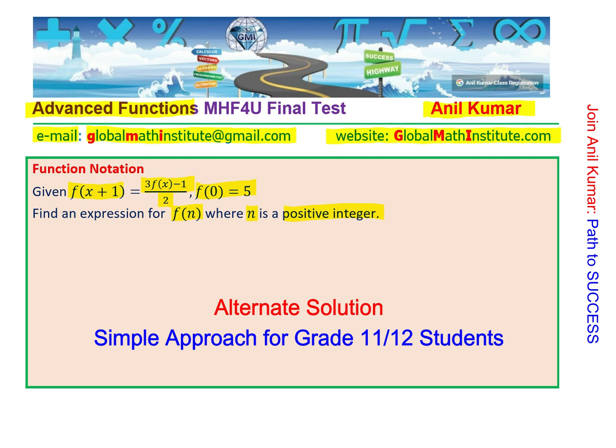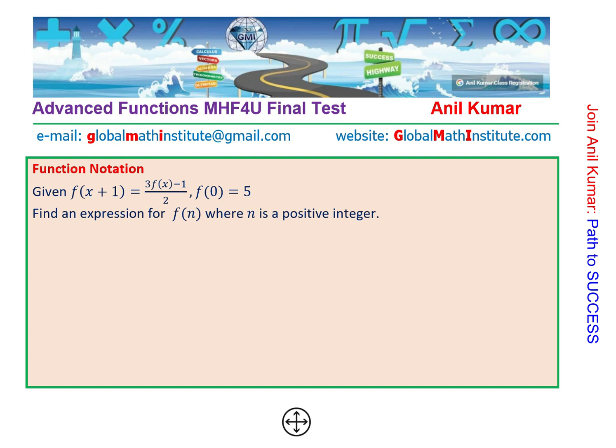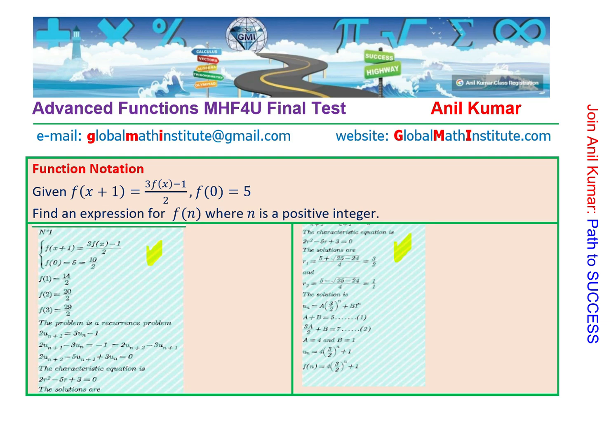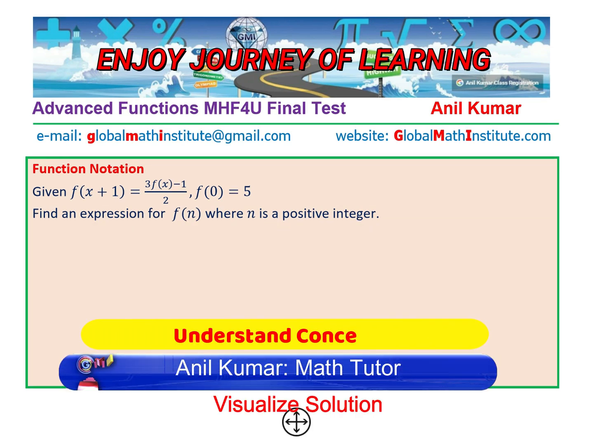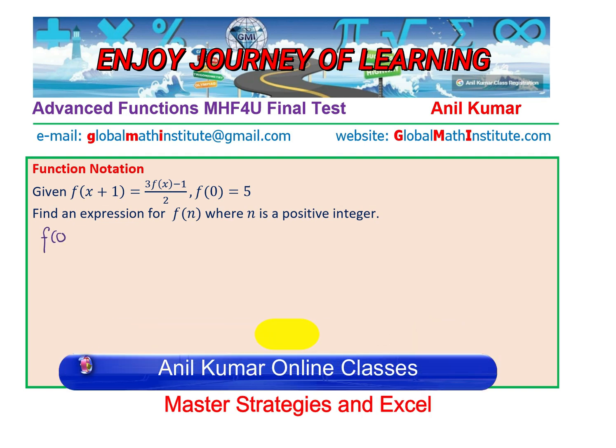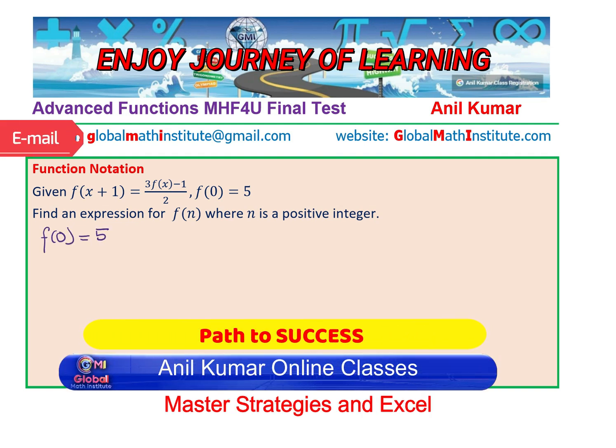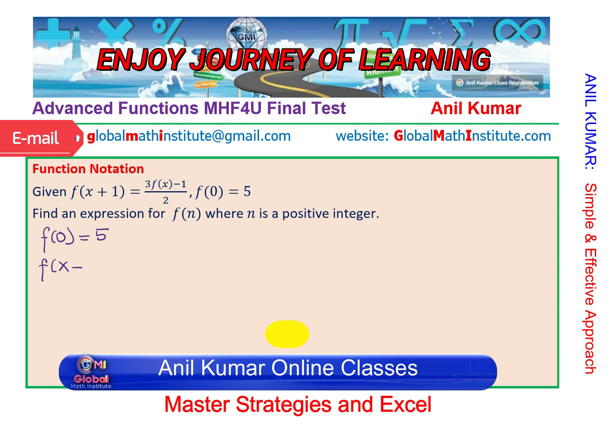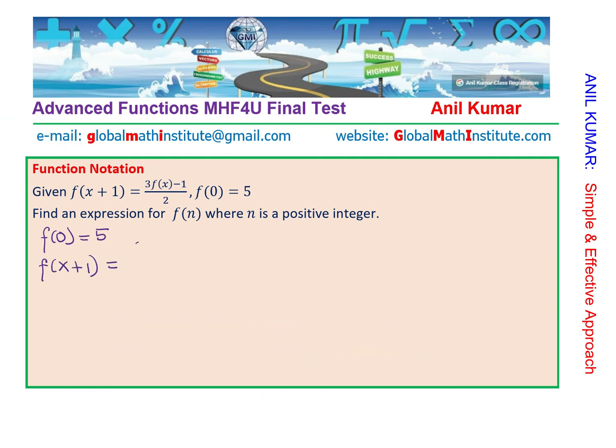Perfect. So the solution I showed involved rewriting the function and then making it into a quadratic equation and then finding the solution. Very beautifully done by Mr. Narad. Now, here is what we are going to do. We are given the function and we know that f of 0 is equal to 5, right? And f of x plus 1 is equal to 3 times f of x minus 1 over 2.